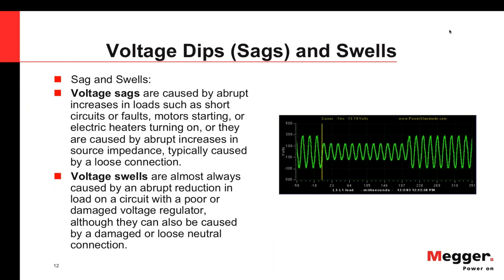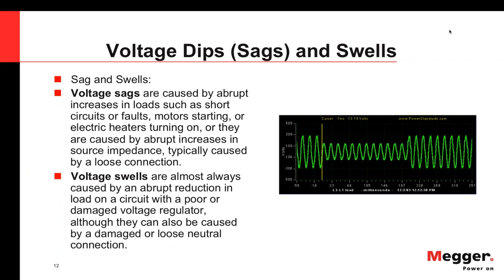All right. Now, a voltage sag is caused by abrupt increases in loads, such as short circuits or faults, or more commonly, motor startups. As the motor starts up, we get a large inrushing current. As you get that big inrushing current, the current goes up, the voltage goes down, and that's typically where we'll be seeing those voltage sags. So typically, if we see a current going up and a voltage going down, we know it's on the load side.